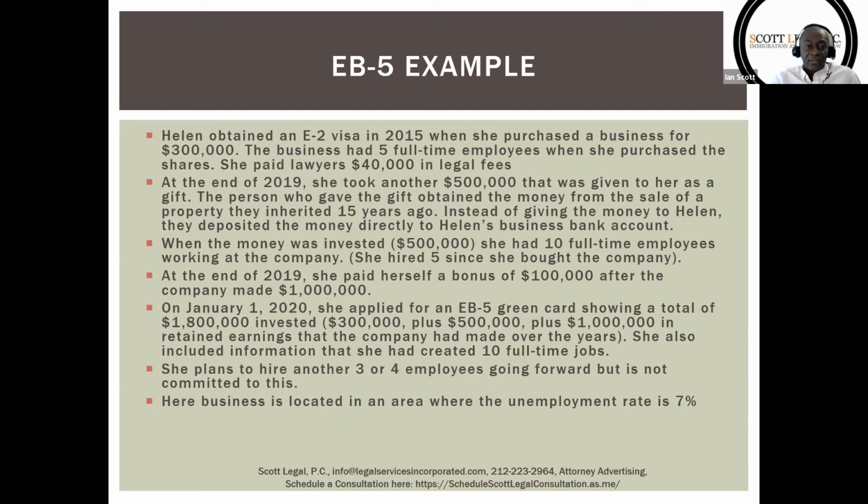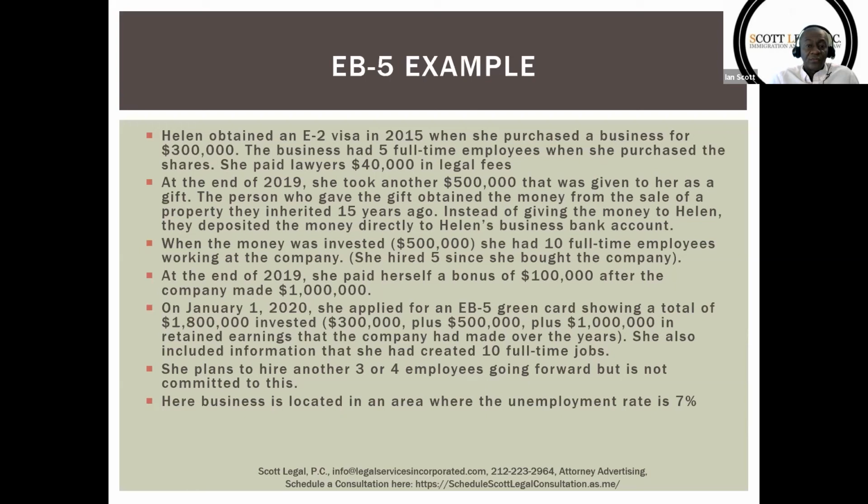At the end of 2019, she paid herself a bonus of $100,000 after the company made $1 million. Then in January, she applied for the EB-5, saying that she's invested $1.8 million: the initial 300, the 500,000 from the gift, and then the $1 million from the retained earnings, because the company made that much money. She also says she has 10 full-time employees and doesn't really want to hire anymore, not committed to it anyway. And she's located in an area where the unemployment rate is 7%. So we'll act like this is today.